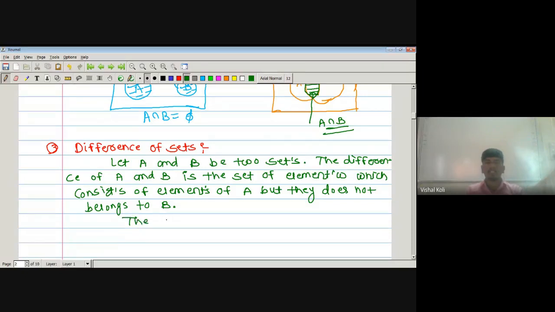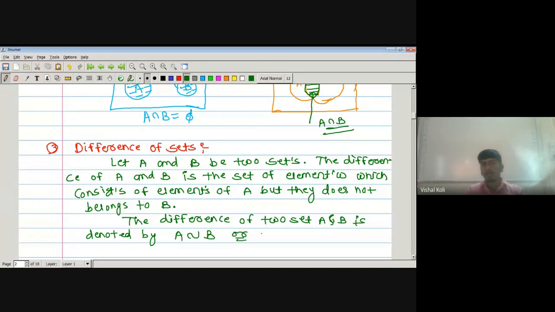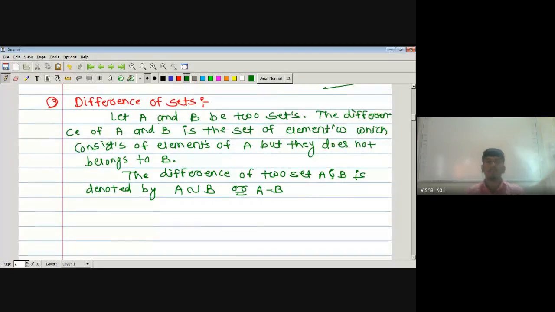The difference of two sets A and B is denoted by this symbol or A minus B. Okay, so these are the two notations for the difference of two sets. Now if suppose we have two sets A and B, then what is the difference of A and B? It contains all those elements which are belonging to A, but they are not the member of B.